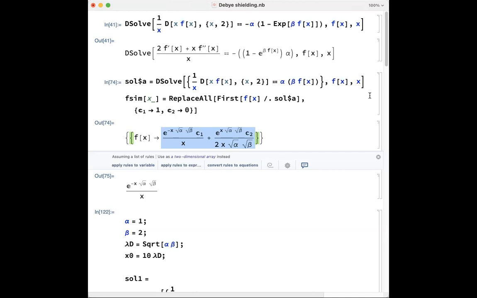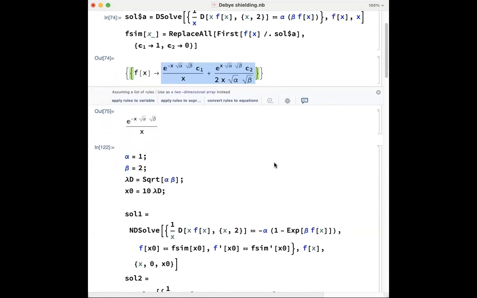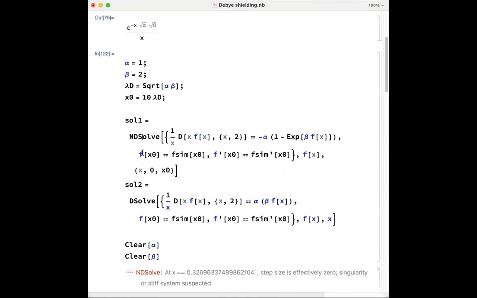Now, this equation is going to run into some serious trouble because I have the 1 over r terms. So I'm going to start from r equal 10 instead, or rather 10 lambda_D, 10 times the Debye length, and I'm going to integrate inwards towards 0. And let's see where I need to stop. Okay, so here is my numerical solution.